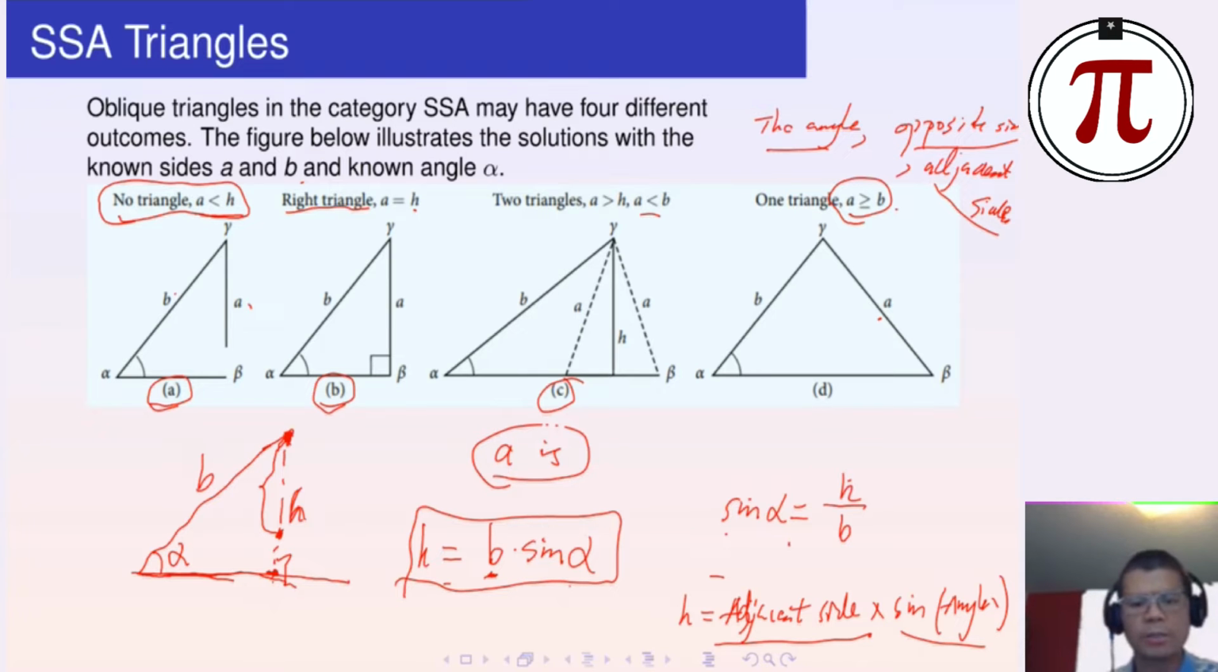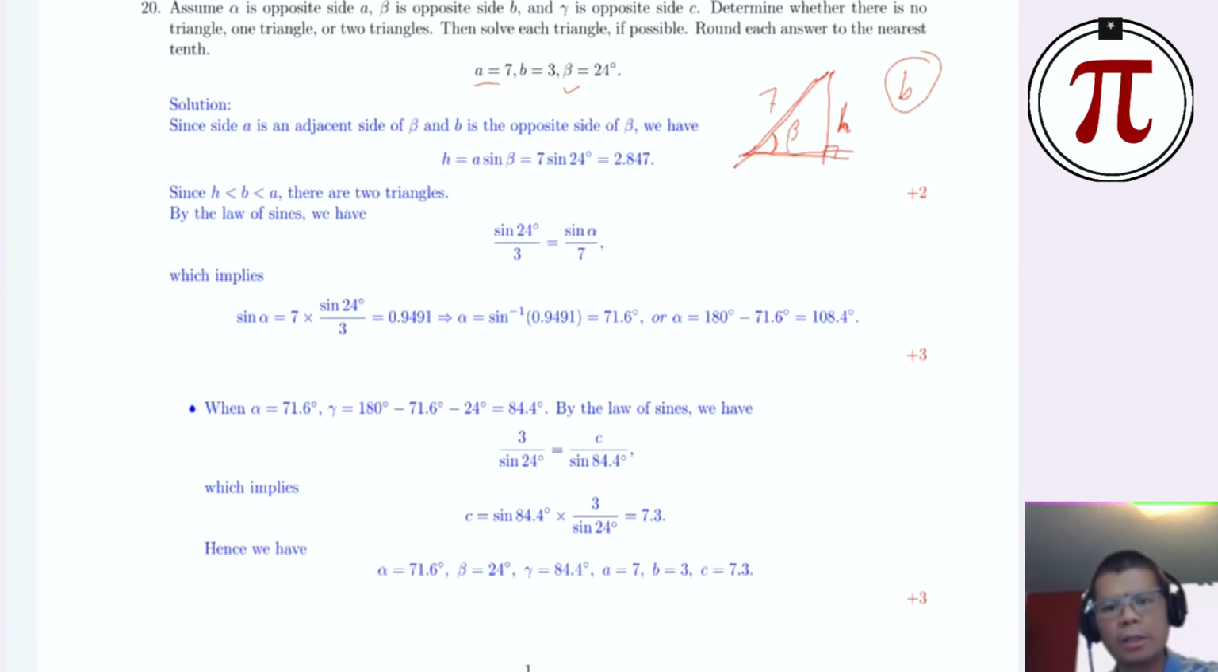Now, what this means, right? B is adjacent of alpha, B times sine alpha, that is going to give us H. Yes? Okay, so that's very important. So here, the given angle is beta. The adjacent side is A, so H equals the adjacent side, A, times sine of the angle, beta.